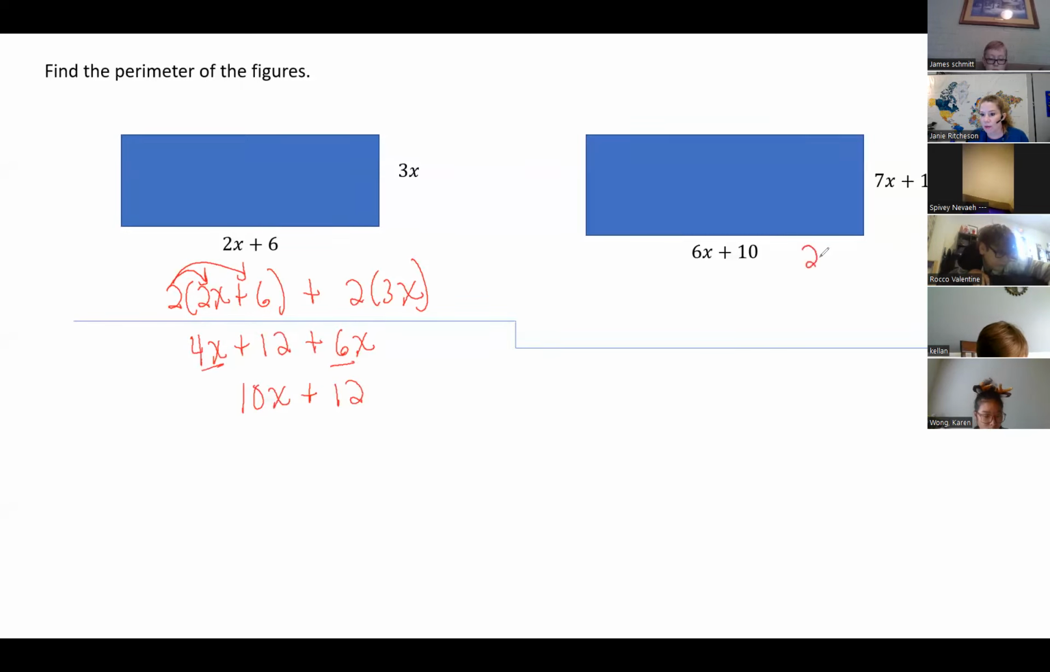We're going to double both sides. So 6x plus 10. Plus, we're going to double 7x plus 1. And now we get 2 times 6x is 12x. Plus 2 times 10 is 20. Plus 2 times 7x is 14x. And 2 times 1 is 2. So far, so good, everybody?